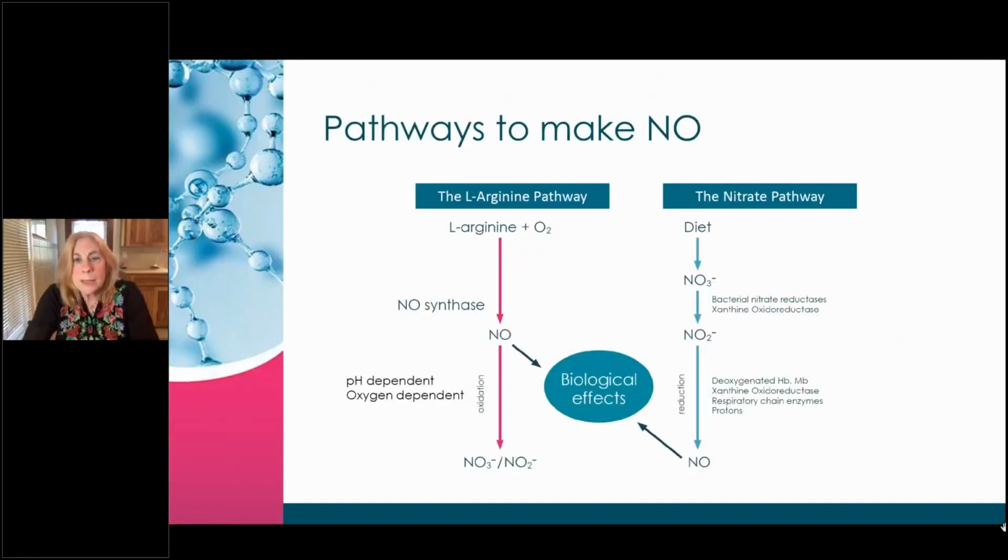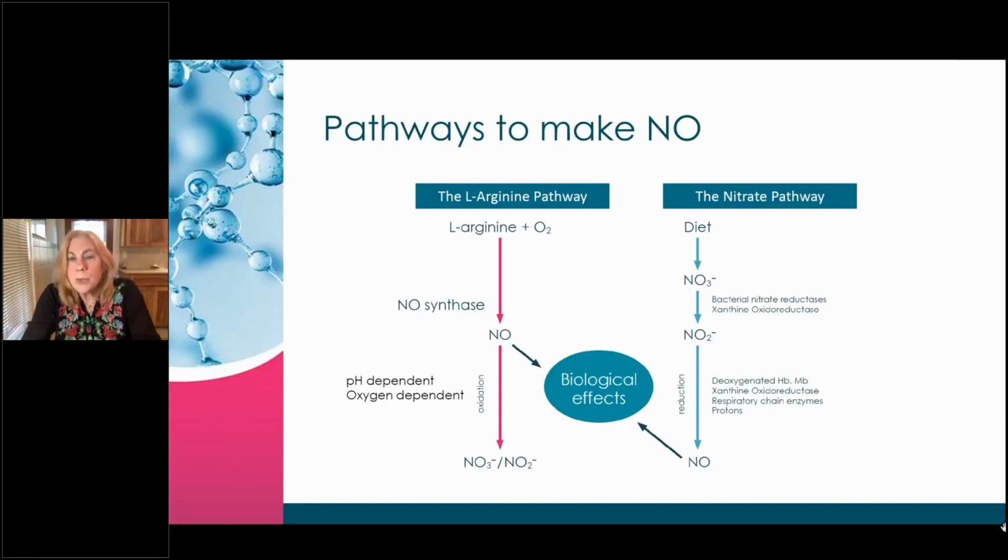So we make nitric oxide through two different pathways. One, the arginine NOS pathway: the nitric oxide synthase enzyme oxidizes arginine into nitric oxide. It requires oxygen, and it's also pH dependent. So in most chronic conditions, you will see a more acidic pH.